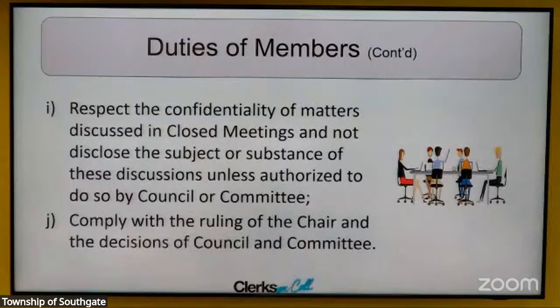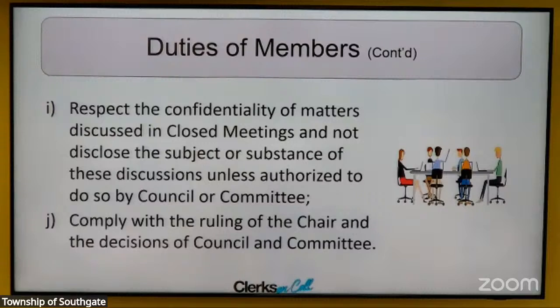Members must also respect the confidentiality of matters that are discussed in closed meetings, and of course, not disclose the subject or substance of any of those discussions unless you've been specifically authorized to do so by council or the committee. And lastly, all members must comply with the ruling of the chair and the decisions of council and committee.